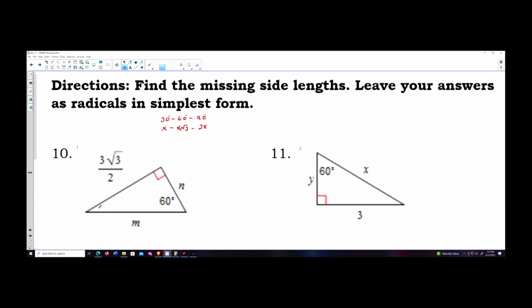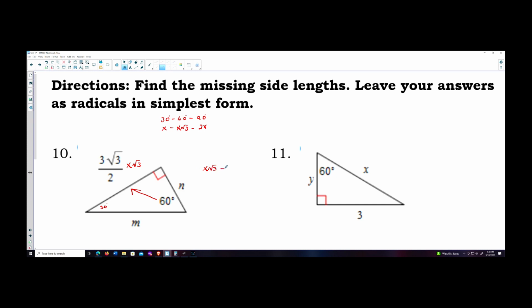Okay, here we go. So here we have 30. So the n would be x, right? The m would be 2x. And across from the 60 we have x square root of 3. So those two numbers must equal each other. So I could set up my equation and solve for x. Once I have x, I have n. And then double it for m.